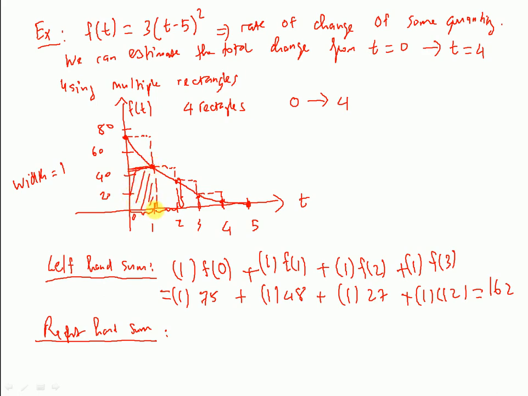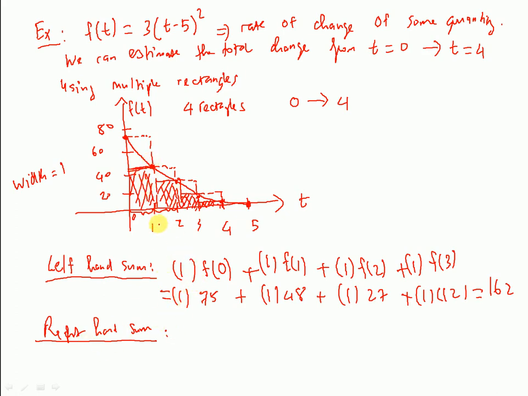Now the next point is a 2. From 2 I go from right to left to make my rectangle. From 3 I go up here, I go to the left to make my rectangle. And from 4 I go up here, I go to the left to make my rectangle. So you see here, the right hand sum gives me rectangles that are smaller than the curve, under the curve. Therefore the true value of the curve should be bigger than the right hand sum.